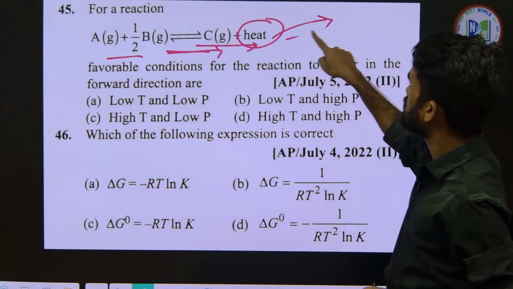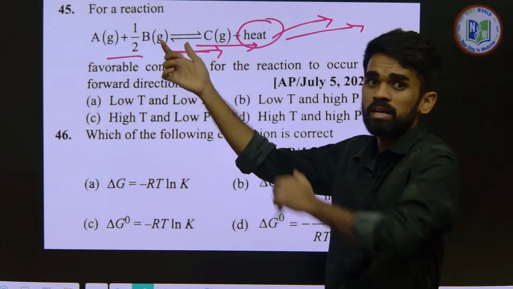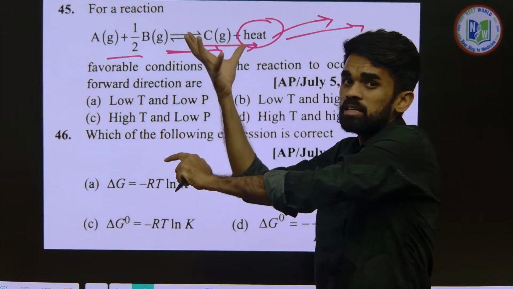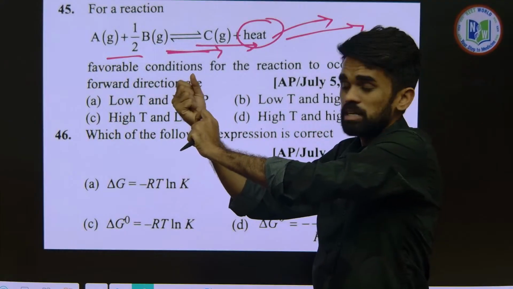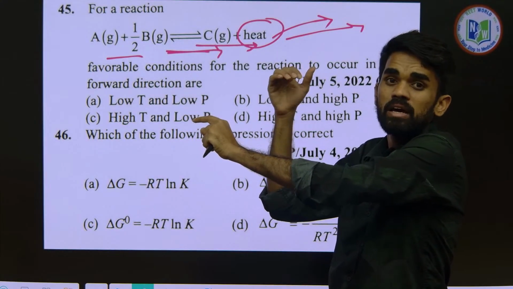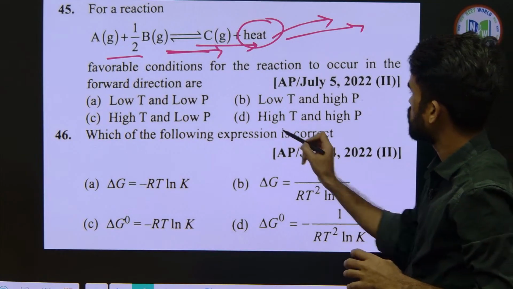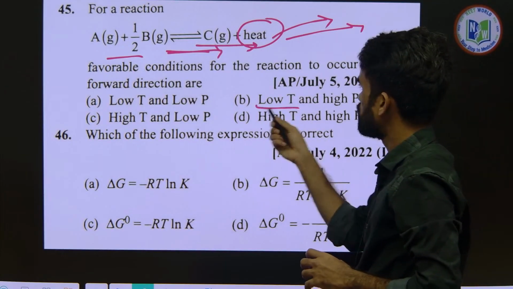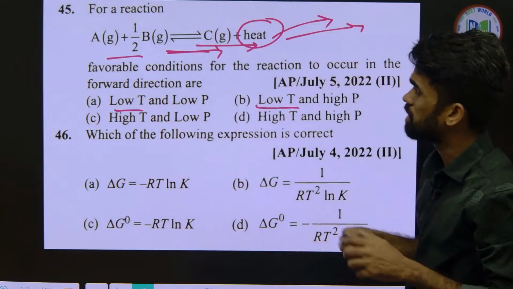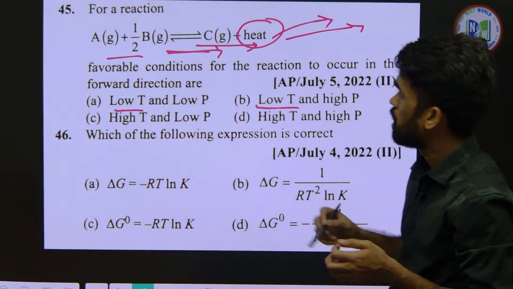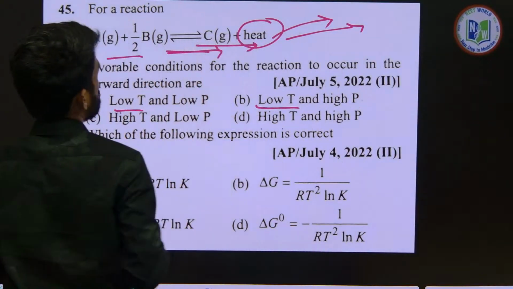Releasing heat from the system decreases the temperature of the system. So it means forward reactions are favored by lower temperatures. So you can simply say lower temperature. See, you have the option here, lower temperature. After that you have gases here. Reactants are gases, products are also gases.